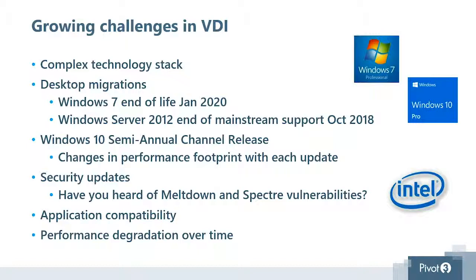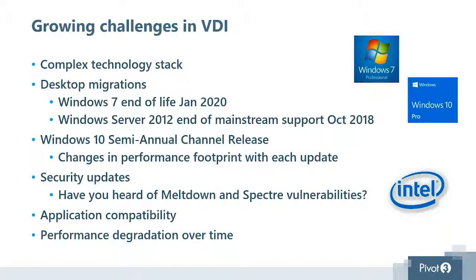Desktop migrations are definitely top of mind in the VDI market lately, especially as we see Windows 7 go end of life early next year, as well as for server-based compute on Windows Server 2012. That was the end of mainstream support back in October 2018. So we're seeing a lot of migrations in the VDI and SBC space.